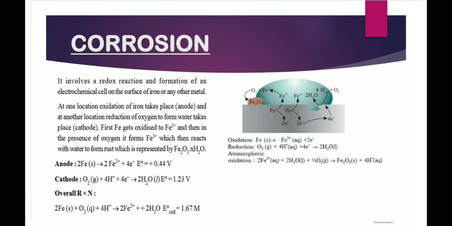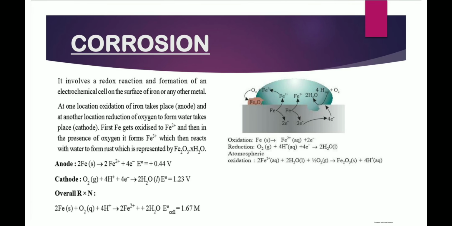Since the H⁺ ions are involved in the reduction of O2, when the pH of the solution is around 9 or 10, the reduction of O2 becomes less favorable and the iron metal doesn't corrode. The overall reaction is 2Fe(s) + O2(g) + 4H⁺ gives 2Fe²⁺ + 2H2O and the electrode potential is 1.67 volt. The Fe²⁺ ion now gets oxidized by the atmospheric oxygen to Fe³⁺ ion, which comes in the form of rust represented as Fe2O3·xH2O.